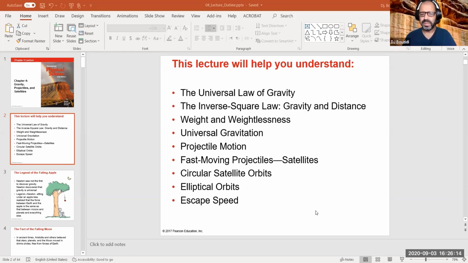We'll discover the concept of range, and the height and the angle of the projectile. We'll talk about that later on. Talk about circular orbits, circular satellite orbits. They're not, like I said, exactly circular, but they're very, very close.